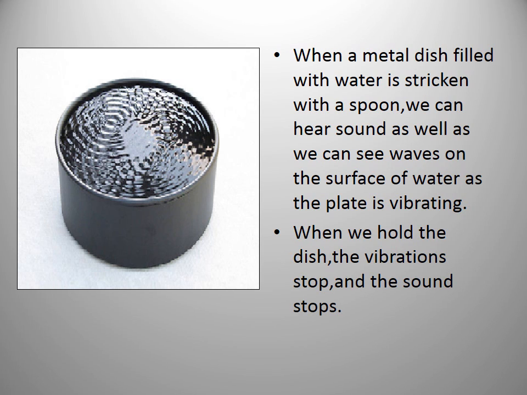We have seen the definition for vibration. But how will you see the vibrations? For that, we are doing an experiment. Take a metal dish filled with water. Strike it with a spoon. We can hear sound as well as we can see waves on the surface of water as the plate is vibrating. When we strike the metal dish with a spoon, vibrations are formed on the plate, and these vibrations are transferred to the water and we can see the vibrations on the water surface. Then if we hold the dish, the vibrations come to a stop. As the vibrations come to a stop, the sound also stops.